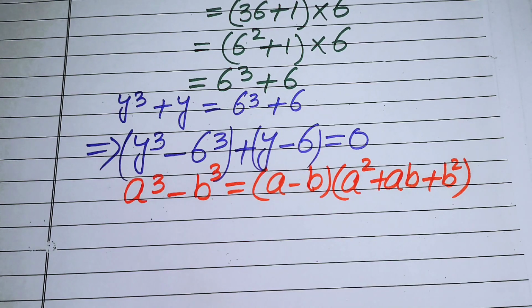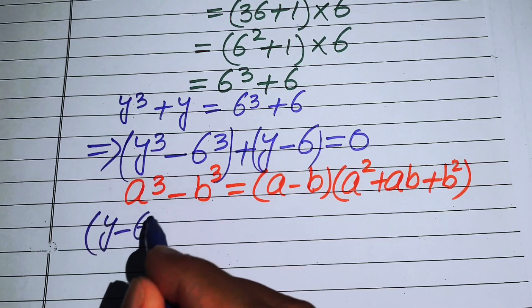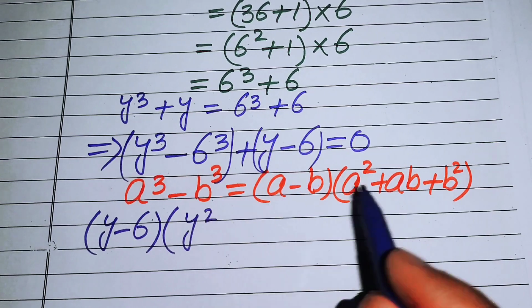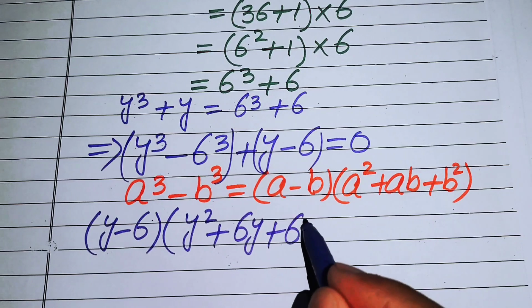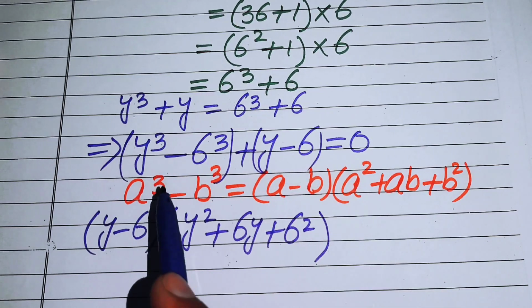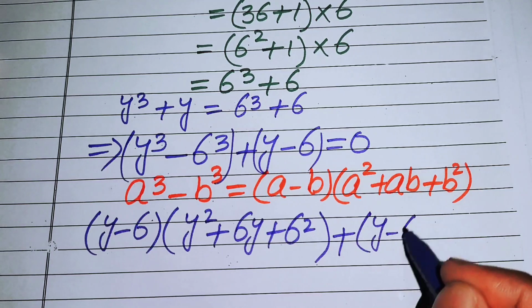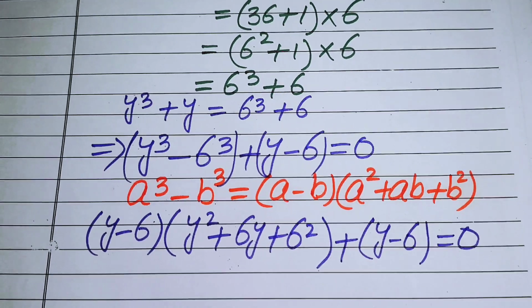Our first term will be rewritten as y cubed minus 6 cubed, so we write (y minus 6) times (y squared plus 6y plus 6 squared). We will use this cubic formula here, and now you write this y minus 6 as it is, and this whole equation equals 0.